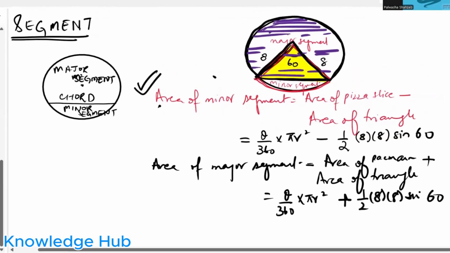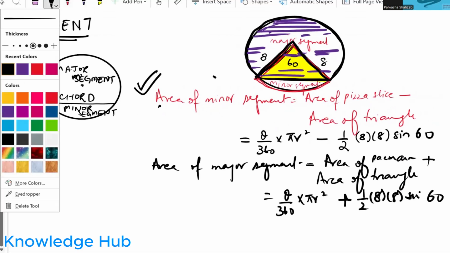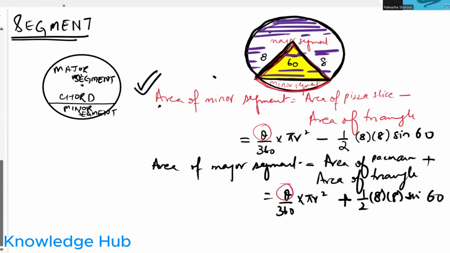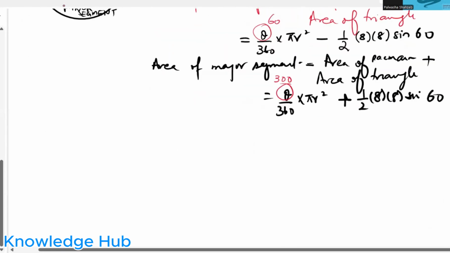Now, what do you think, both thetas, will they be the same? No, they won't be the same. For area of minor segment, we have to use theta 60, and for area of major segment, we have to use theta 300, as this is 300, right? The whole rotation is of 360. So in this way, we can find out the areas for the minor segment and the major segment.